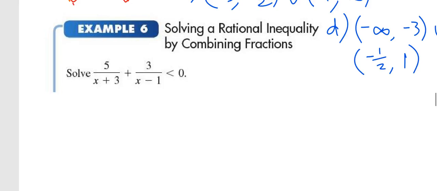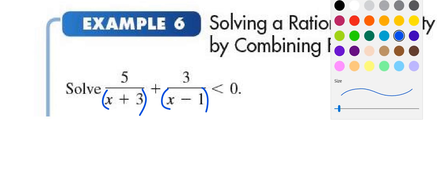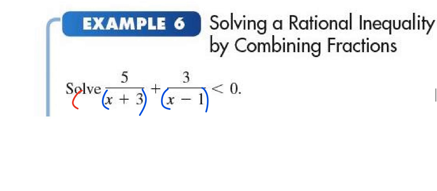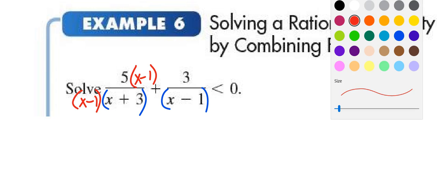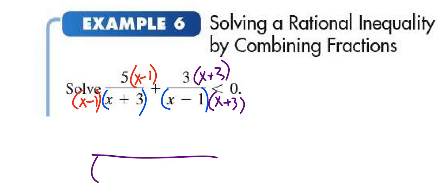So let's see if we can remember how to get common denominators. What is the first denominator missing that the second one has? It's missing an x minus 1. So to the top and bottom of that fraction, I multiply x minus 1. What's the next denominator missing that the first one has? X plus 3, right? Top and bottom. Okay, so the denominator has an x minus 1 and an x plus 3.